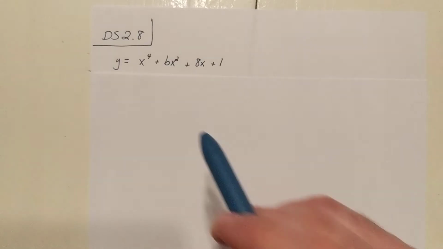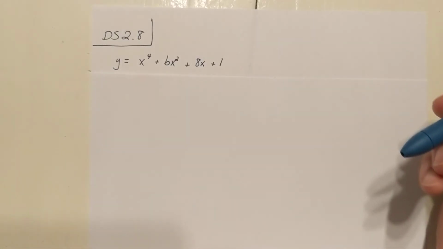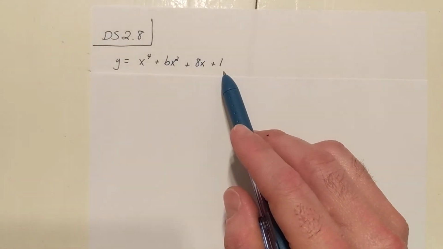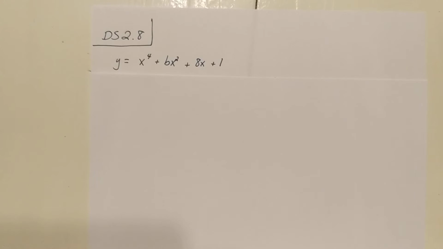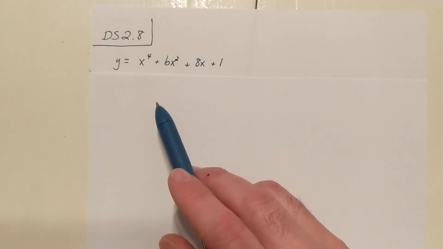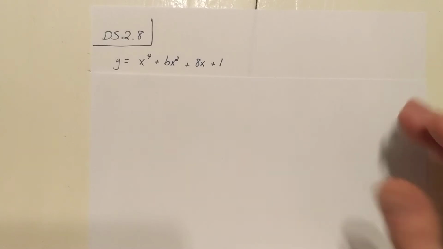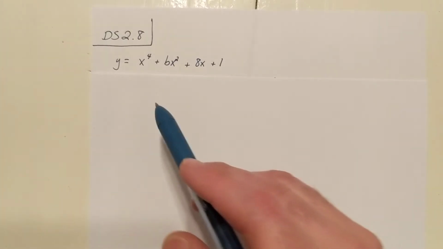Okay, next question was DNS Exam 2, problem number 8. In this one, they gave you a function, y equals x to the fourth plus bx squared plus 8x plus 1, and told you that this particular function had both a horizontal tangent and a point of inflection for the same value of x, and they wanted you to figure out what the value of b was. So let's take advantage of two things that we know right here.